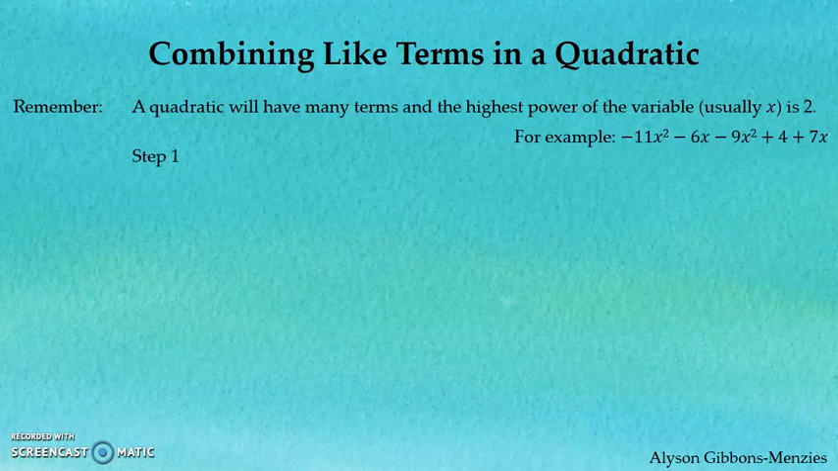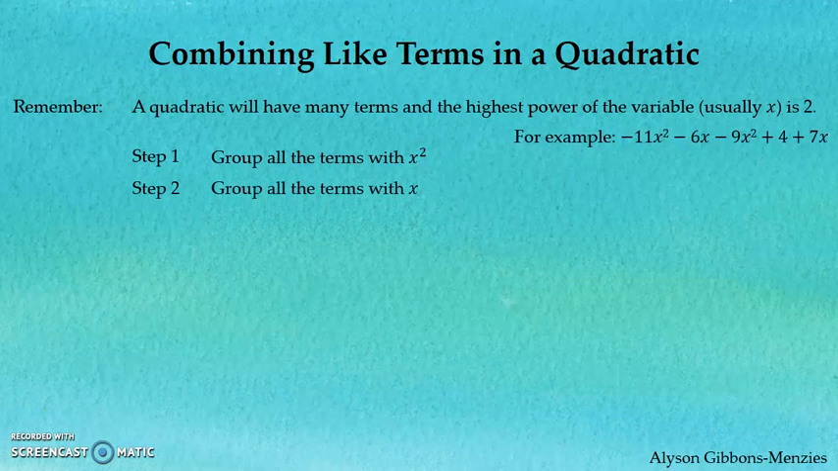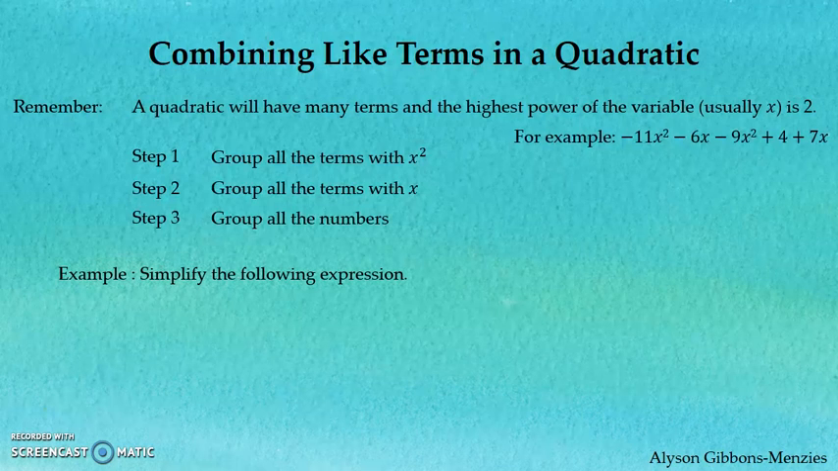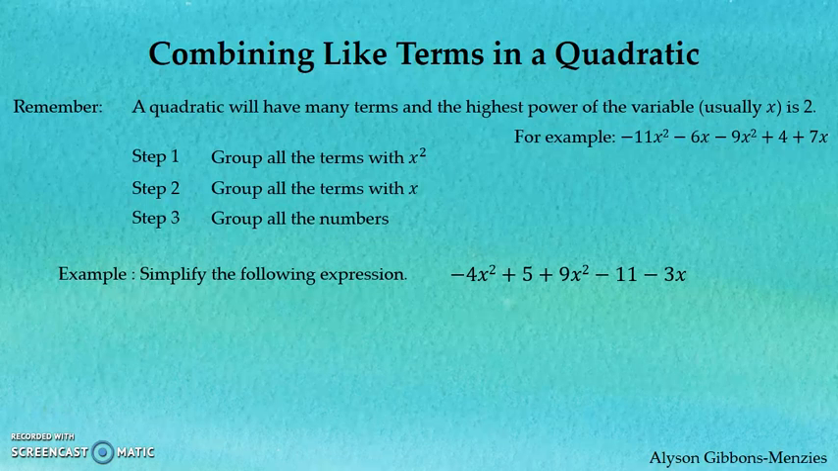So, to combine the like terms in a quadratic, we take step 1 and group all the terms with x squared. Step 2, we group all the terms with x. And step 3, we group all the numbers. Okay, let's look at an example. Simplify the following expression. Minus 4x squared plus 5 plus 9x squared minus 11 minus 3x.